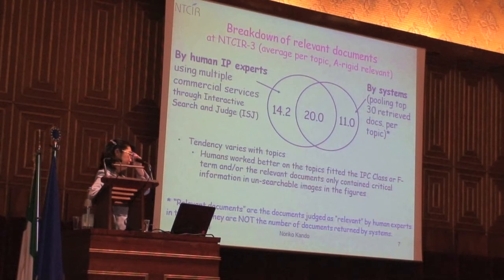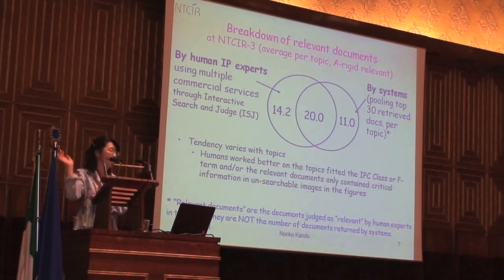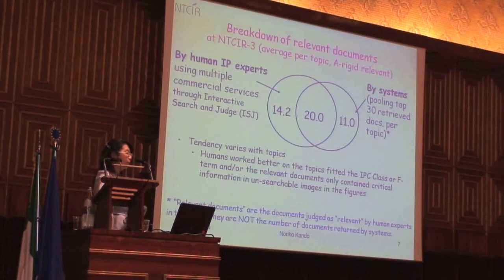Some experts spent 800 hours per topic to make a really legal-oriented search. It's such an exhaustive search list, but this is just automatic, really automatic, without any human intervention, with only the top 30 document pooling. On average, it is like that.